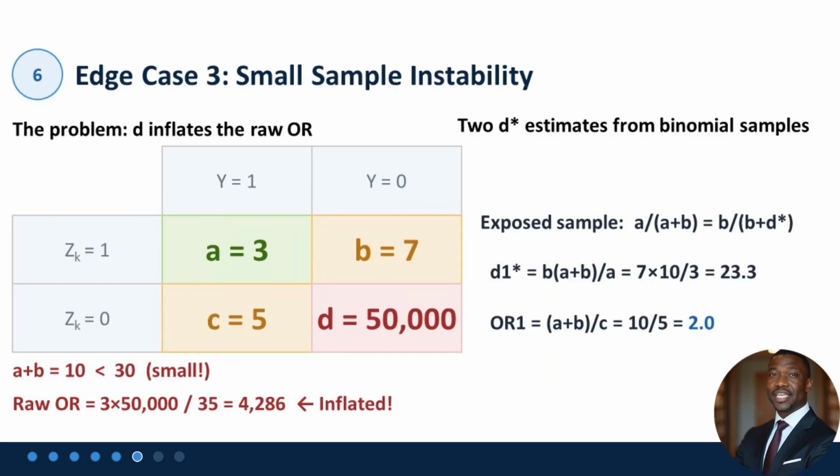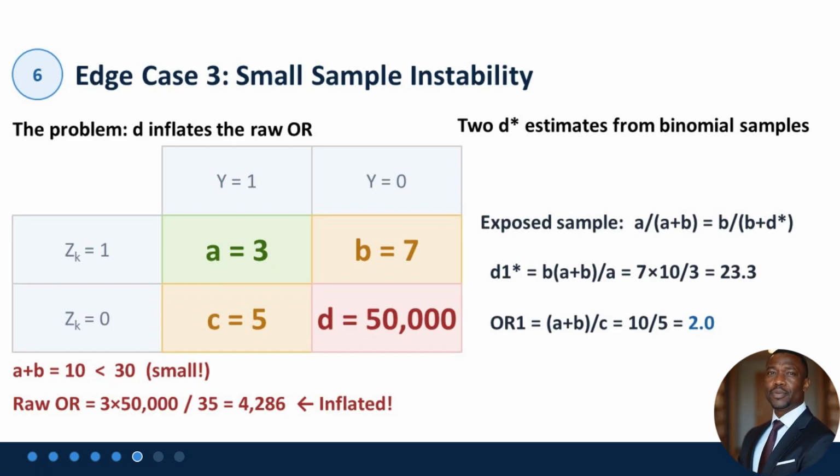With small samples, the enormous cell D dominates the numerator and inflates the odds ratio far beyond what the small values of A and B can support. In this example, the raw odds ratio is 4,286, which is meaningless. The fix is to estimate D from each observed binomial sample separately.